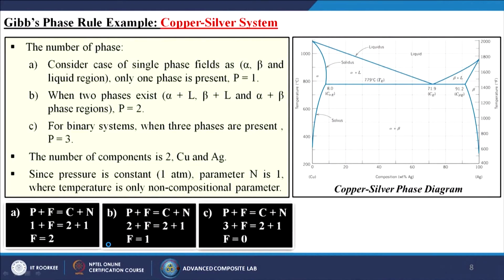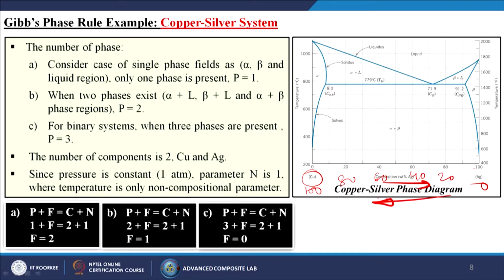Now we are trying to give the Gibbs phase rule example for the copper-silver system. In this particular case you can see that the composition, the weight percent of silver, is increasing in this direction. Here the silver percentage is 0, then 20, 40, 60, 80 and 100, and the opposite is for the copper. The copper is 100, then 80, 60, 40, 20 and then 0. So, copper is increasing in this direction.